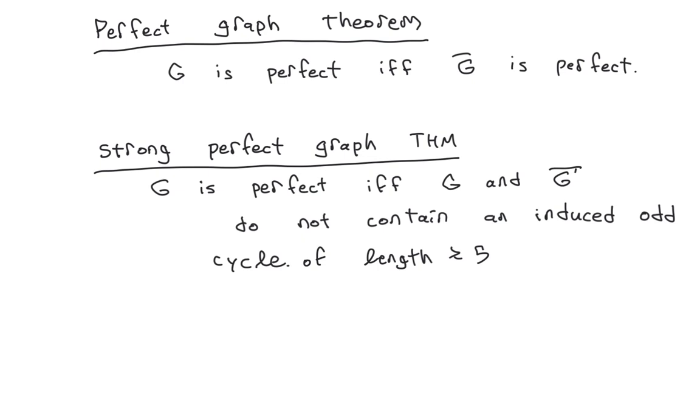You can see how the first theorem immediately follows from this one, because if G is perfect, then it and its complement do not contain induced odd cycles of length at least 5, but that also means the complement has the same feature, so the complement is also perfect. This theorem's proof goes on for hundreds of pages across multiple journal articles. It's a really hard proof. So instead, we will focus on finding other examples of graphs that are perfect without using this theorem.